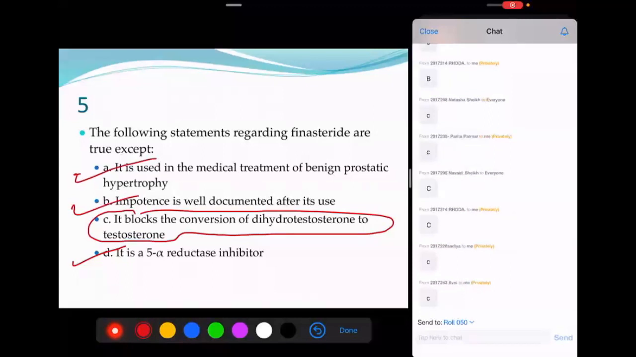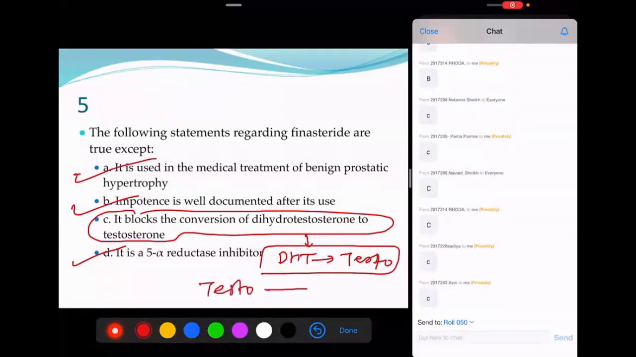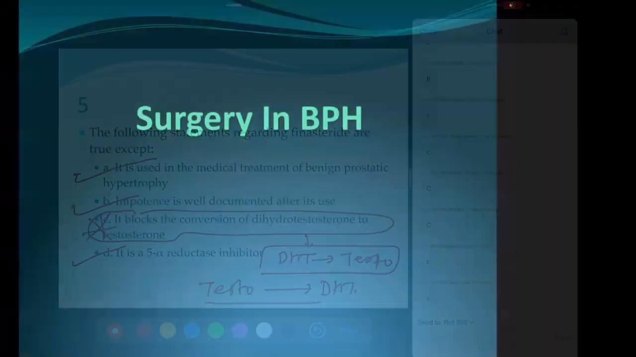This statement is saying DHT is converted to testosterone, right? This is a false statement. Actually, what happens is testosterone is converted to dihydrotestosterone. So this statement is wrong.